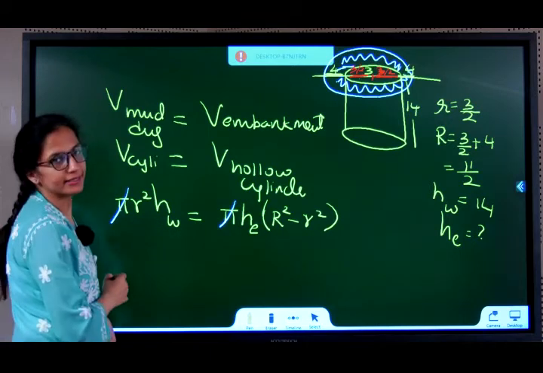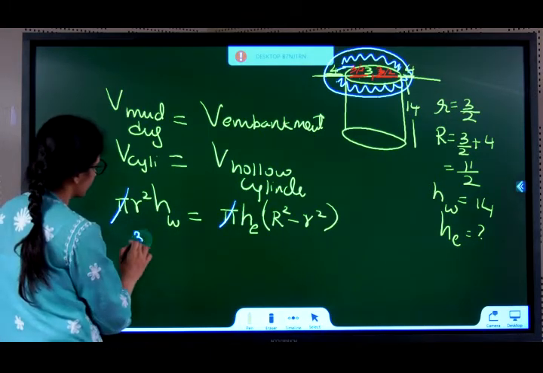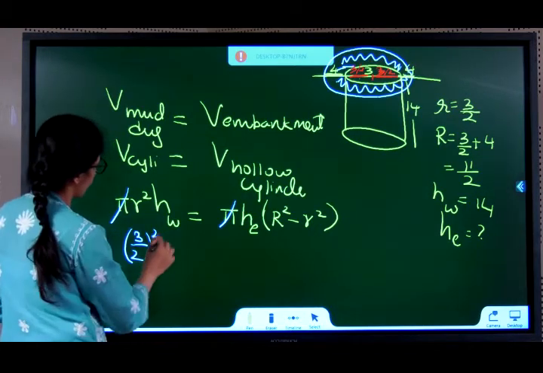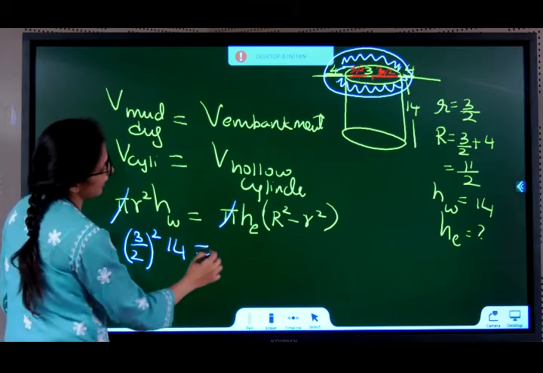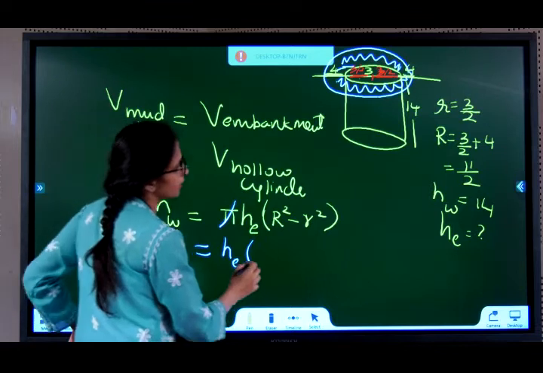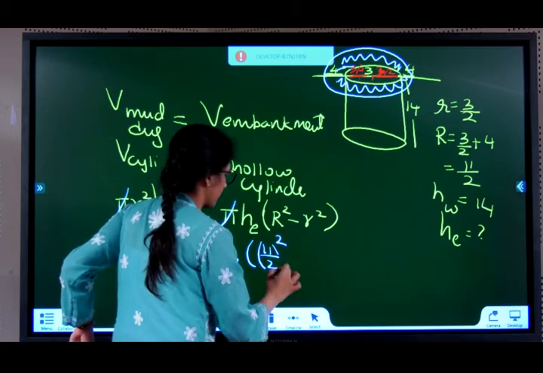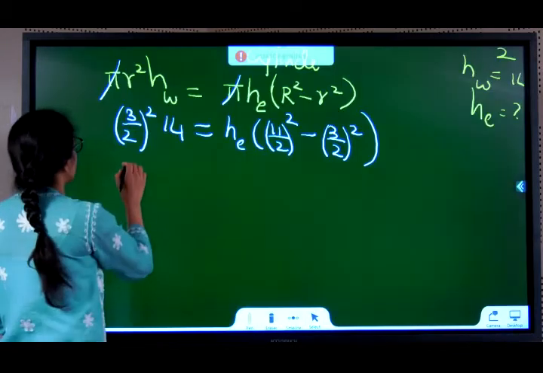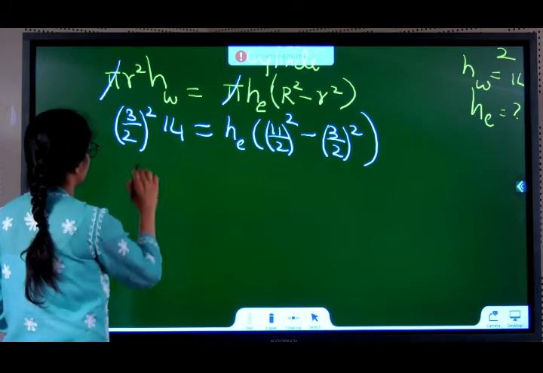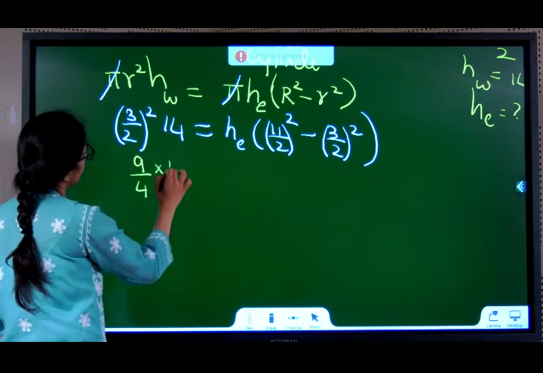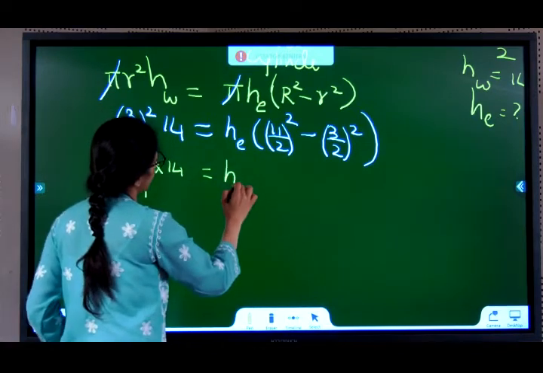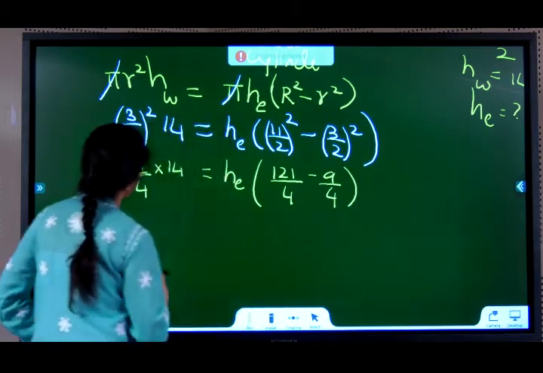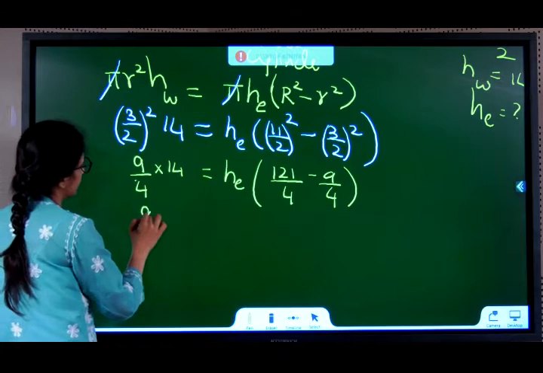Pi cancels. Small r here, 3 by 2 the whole square. Height of the well 14 is equal to height of embankment we want to find. R square, 11 by 2 square minus 3 by 2 square. So this will become 3 square, 9. 9 by 4 into 14 is equal to HE into 11 square, 121 by 4 minus 9 by 4. We'll keep this as it is, we'll cancel later.